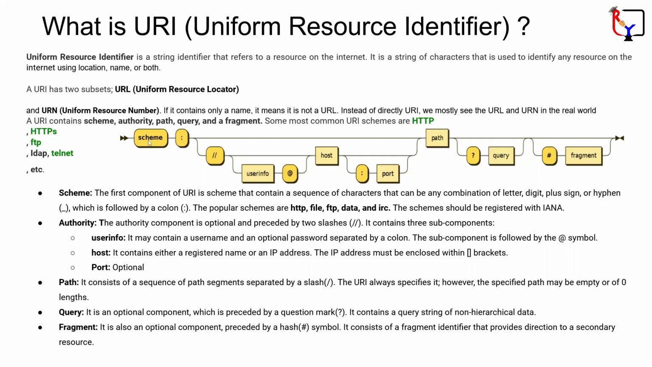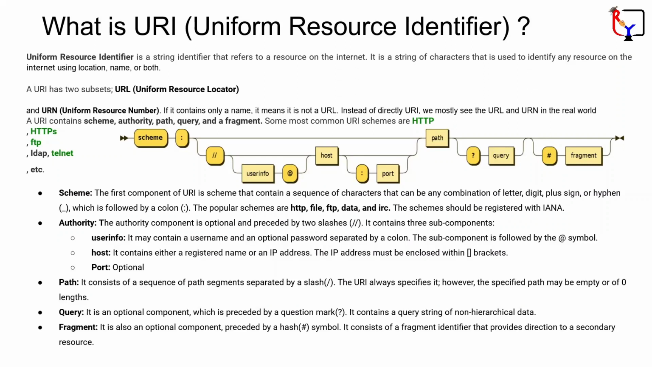The URI can be identified as scheme colon, double slash, user info @ host, colon port, path, and query parameter or fragment. All these things are contained in the URI. The scheme is the first component of the URI. It contains a sequence of characters that can be any combination of letters, digits, plus sign or hyphens, followed by a colon.